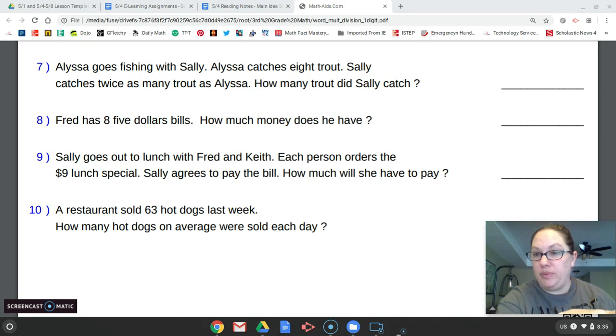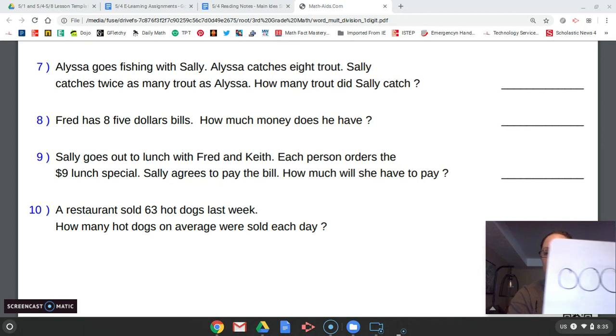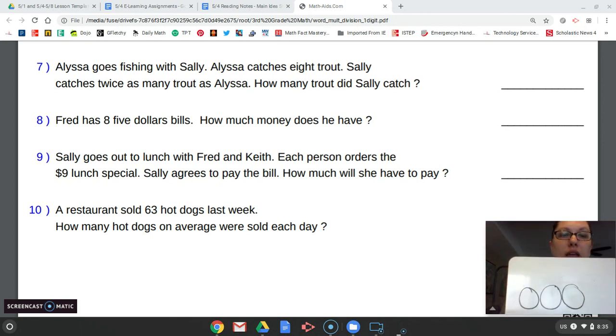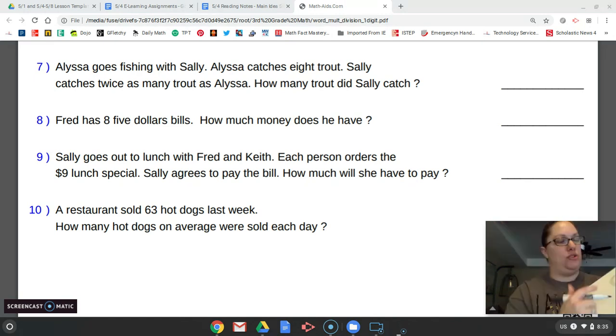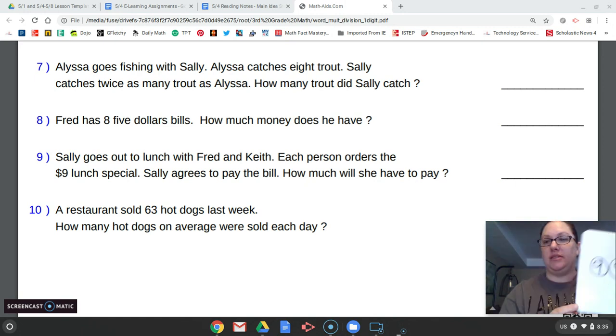So it says each person orders a $9 lunch special, and Sally goes out to lunch with Fred and Keith. So how many people are there eating? Well, there's Sally, Fred, and Keith. So we need 3 circles. So those are the 3 people that are eating. And then each of those people had a $9 lunch. So this person has 9, this one has 9, this one has 9.